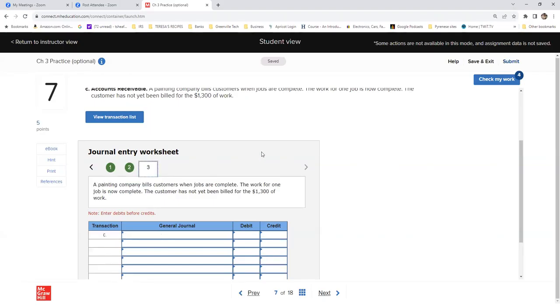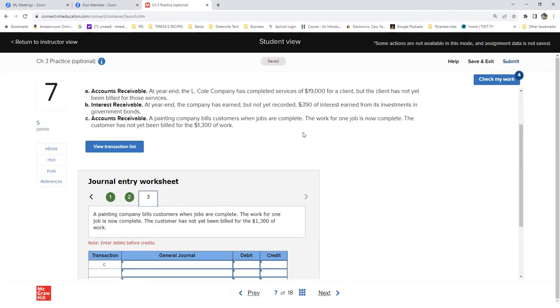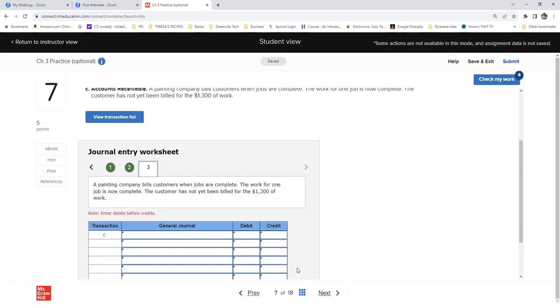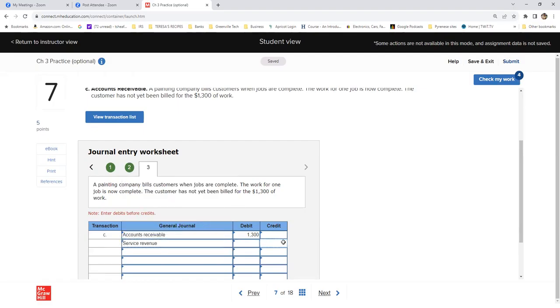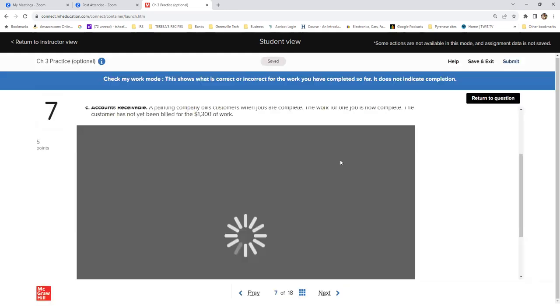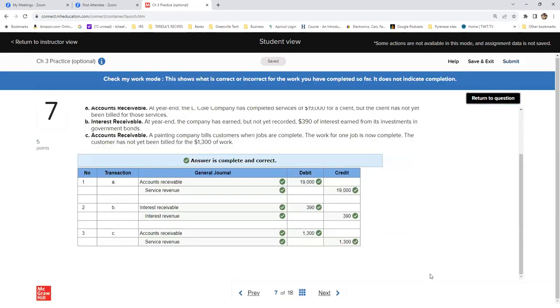Next, painting company bills customers when jobs are complete. The work for one job is now complete. Customer has not yet been billed for $1,300 in work. So again, it's going to be accounts receivable, $1,300, debit. And we're going to record the revenue. Service revenue, $1,300. Let's check our work. And we're all correct.